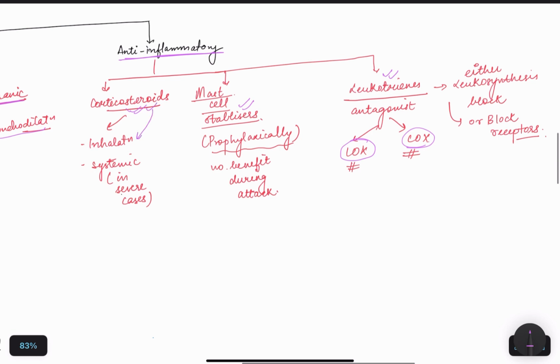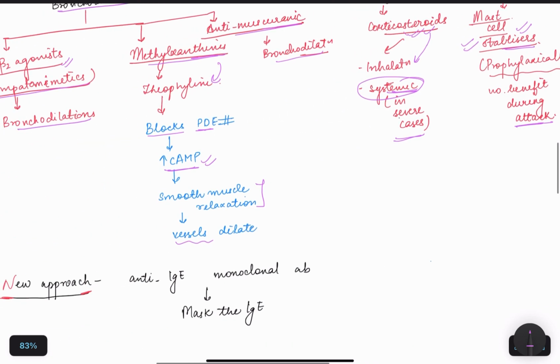Anti-inflammatory drugs include corticosteroids, mast cell stabilizers, and leukotriene antagonists. Corticosteroids can be given by inhalation or systemically, systemic in severe cases. Mast cell stabilizers can only be given prophylactically, which basically means that if a person is facing an attack, it cannot benefit them. But if a patient is not having any attack, it can be given before the attack.